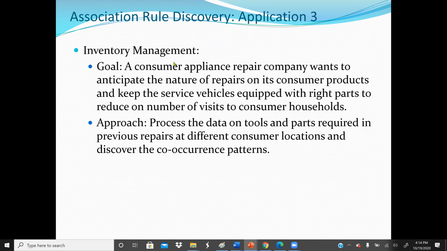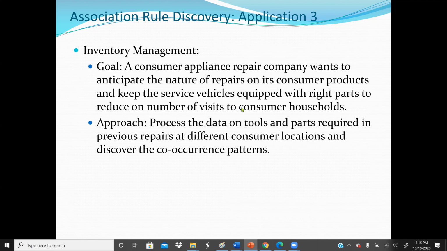Another example is inventory management. A consumer appliance repair company wants to anticipate the nature of repairs on its consumer products and keep the service vehicle equipped with the right parts to reduce the number of visits to customer households. So that's our goal.